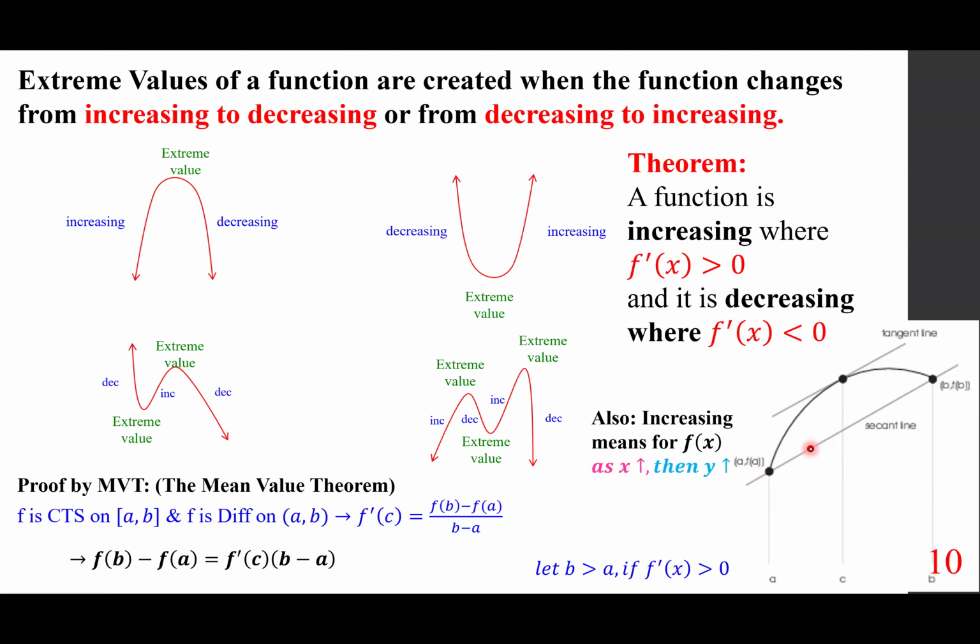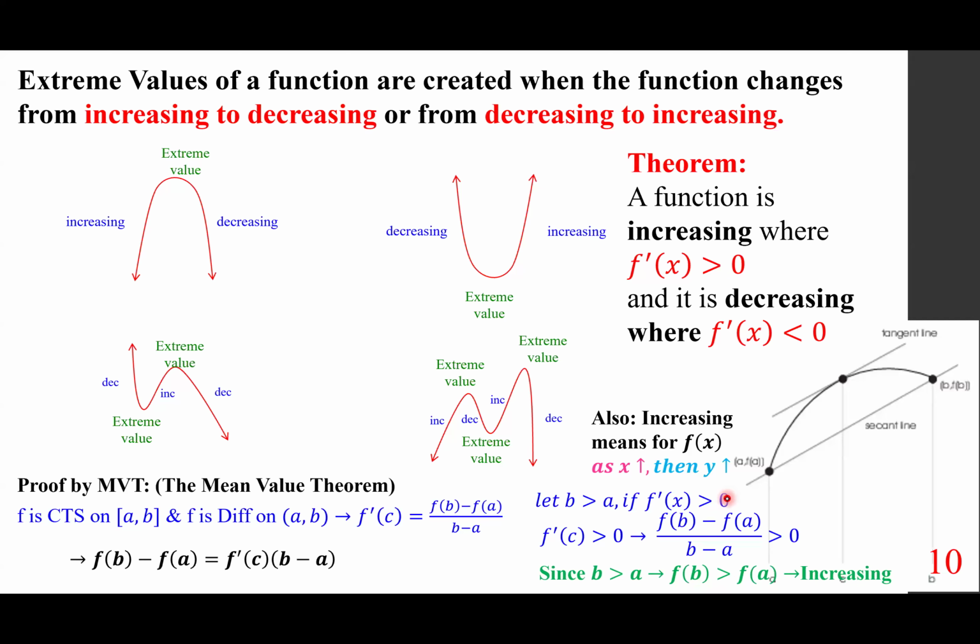So let b be larger than a. Generally speaking, we choose b to be on the right side, and b is larger than a. Now, if f prime happens to be positive, then f prime of c is positive. If f prime of x is positive, that means f prime is positive all the time. So f prime of c is positive, and that makes this fraction positive. Now, if b is on the right, then b minus a is positive. And if a fraction is positive and we know the denominator is positive, the numerator must be positive also.